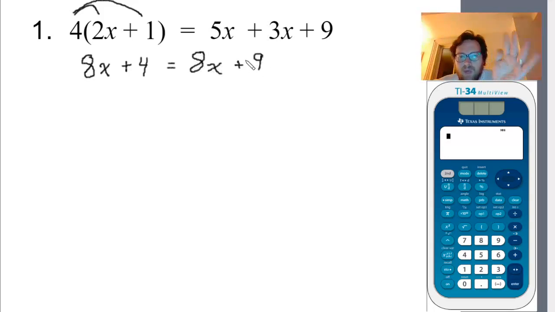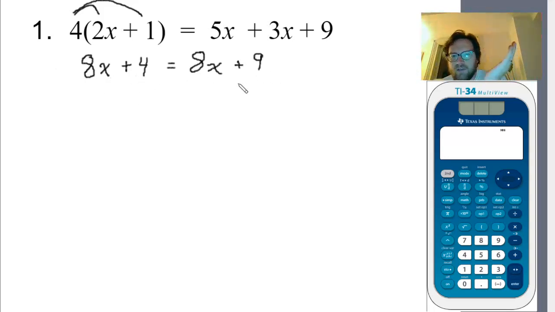Okay, we have a couple of choices here. Do we want to keep solving this and figure out what x is? Do we want to say there's no solution? Do we want to say there's infinitely many solutions? And what I'm seeing here is that we have 8x on both sides. But over here we have 8x plus 4 equals 8x plus 9.